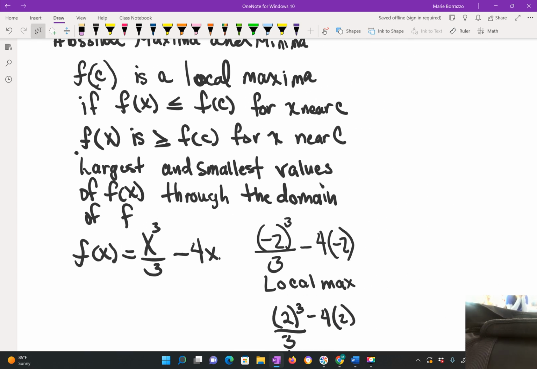Basically, if I plug in any x, as I approach that x, what's happening to the diagram? Is it increasing left to right, or is it decreasing left to right? And that point is either the highest of all the points or the lowest of all the points. In essence, that's what they're telling you in the diagram.